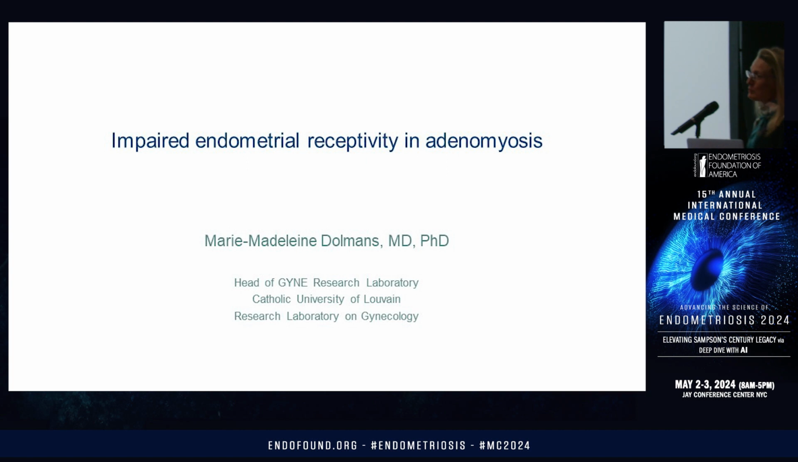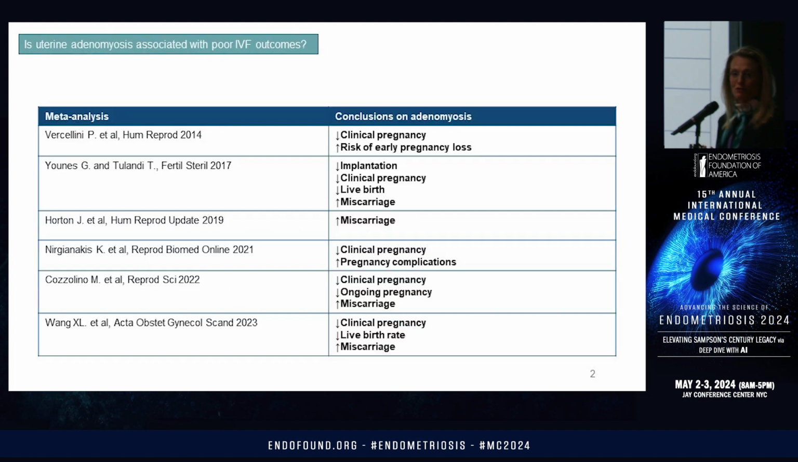So it's my pleasure today to present to you impaired endometrial receptivity in adenomyosis. First of all, is uterine adenomyosis associated with poor IVF outcome? Well, when we have a look at the literature, you can see there is a list of meta-analyses between 2014 and 2023 by many well-known authors, and we can conclude that in general there are fewer clinical pregnancies, a lower live birth rate, and also more miscarriage due to adenomyosis.